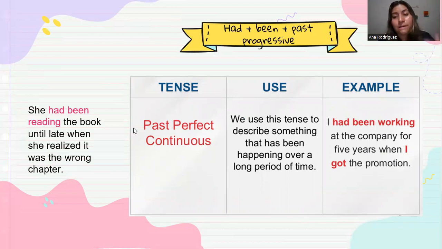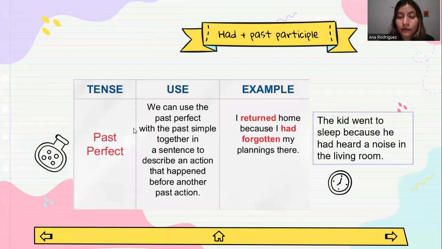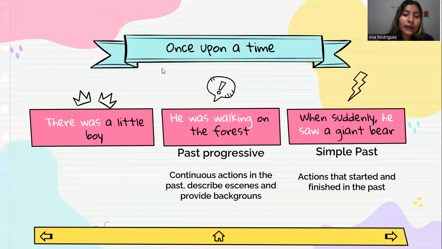Okay, so let's remember, we can use past perfect continuous, and you have the structure there: subject, has or have, been, and then the verb in ing. For past perfect, we have only subject, had, and the past participle of the verb. And also we have past continuous: subject, was or were, and then the verb in ing. And simple past: only the subject and the verb in past. So that is all about narrative tenses.